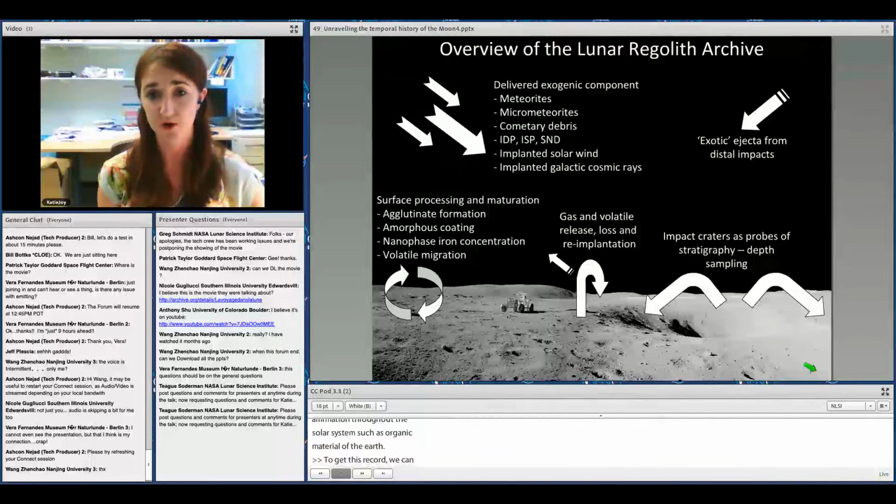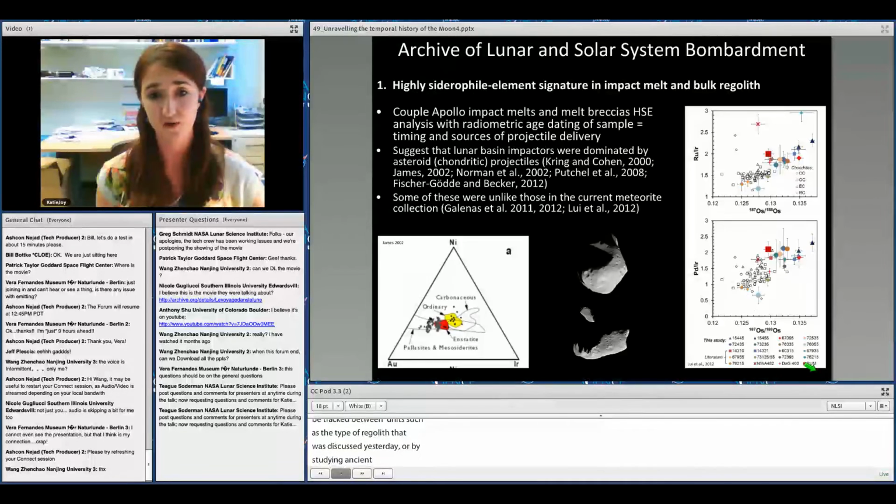So to do that, we can get our hands on and study samples from the lunar regolith. Both the present-day lunar regolith, which was sampled by the Apollo astronauts when they retrieved soils and core samples from the upper few meters of the moon, and looking back further in the past, accessing paleoregoliths, so regoliths that were formed in the past, either by finding samples that have been trapped between datable units, such as the types of paleoregoliths discussed yesterday, or by studying ancient fused regolith breccias within the sample collection and taking those apart in a bit more detail.